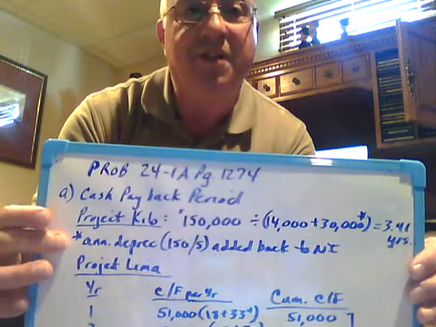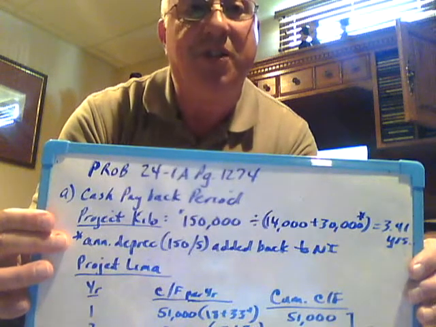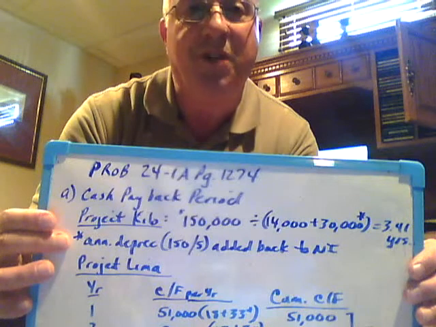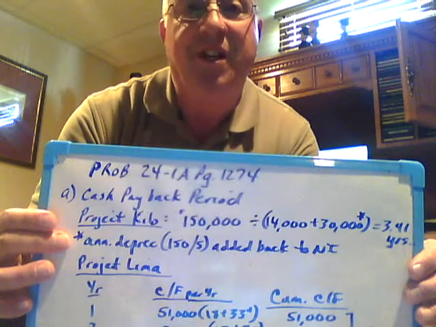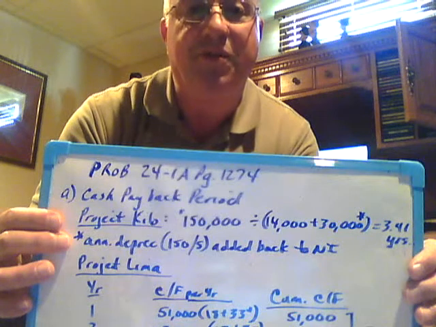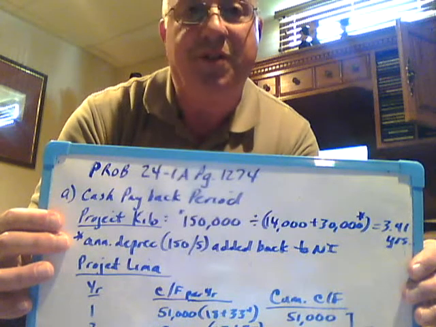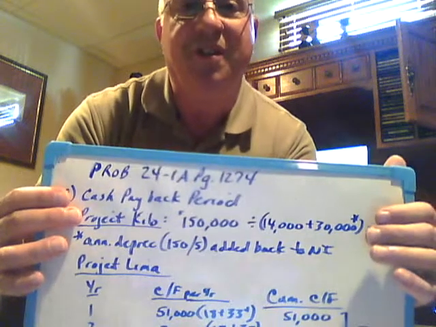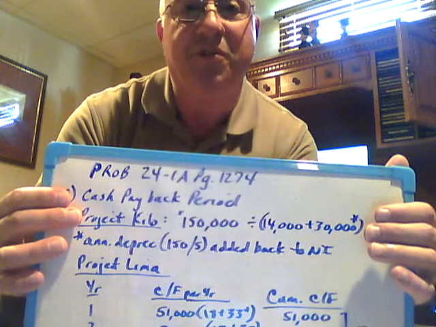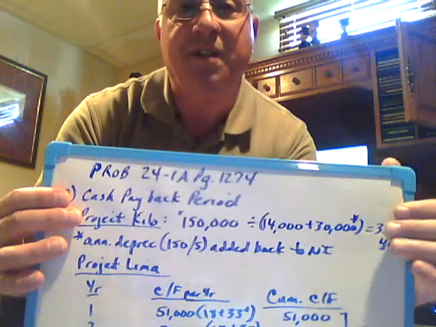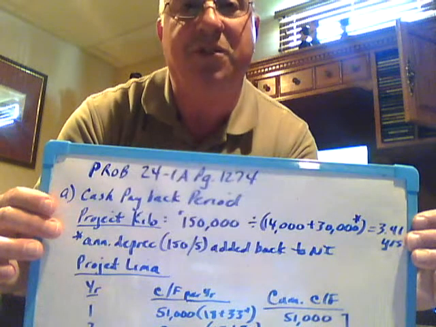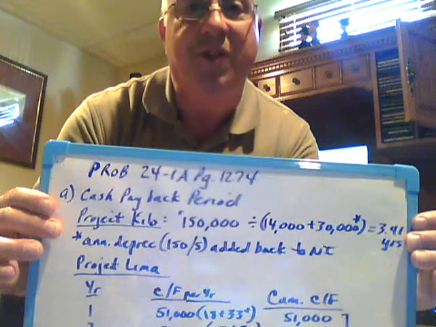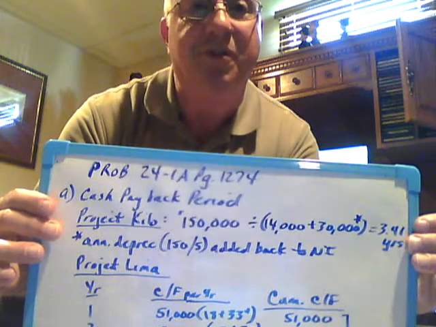So when we do that, here the annual depreciation is simply $150,000 divided by 5 years of useful life that's estimated, and we need to add that back to the net income to get the actual cash flow per year. So it's really $150,000 divided by 44,000, which again is the sum of the net income plus the depreciation expense added back. When we go through that calculation, we get 3.41 years. So that's our cash payback period, 3.41 years for Project Kilo.